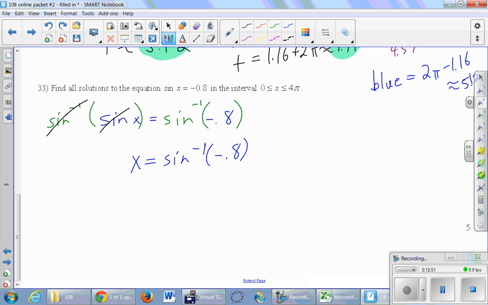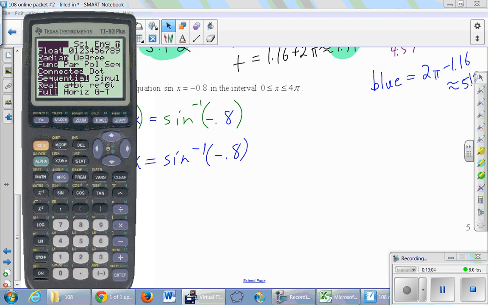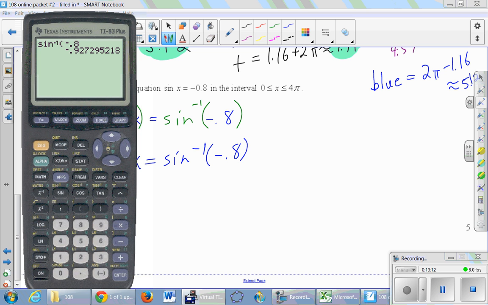Okay, here we'll use the calculator for our approximation. Before I hit enter, think about the mode. This problem says 0 to 4 pi, so we should be in radians, and we are. So one fundamental answer is this thing, negative 0.927. Okay, so that's perfectly good.